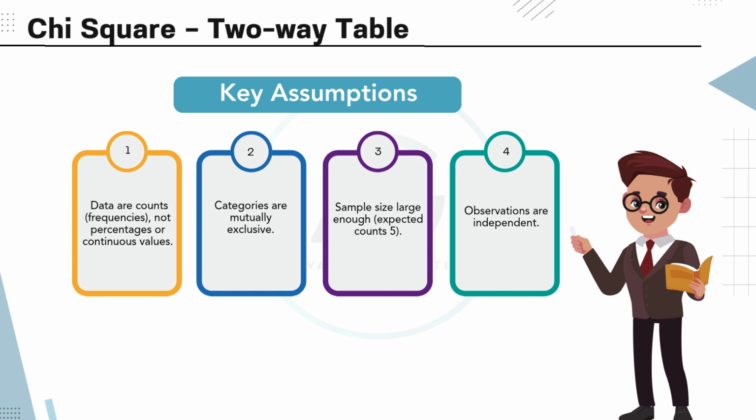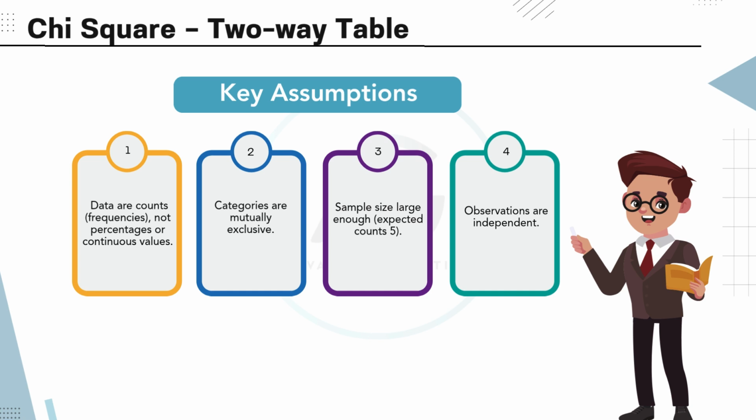Three, sample size should be large enough. More specifically, the expected count in each cell of the table should be 5 or more. This ensures the approximation to the chi-square distribution holds true. If expected counts are too small, the test loses accuracy.